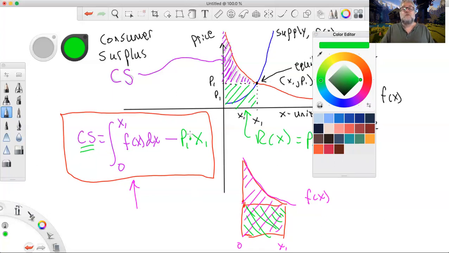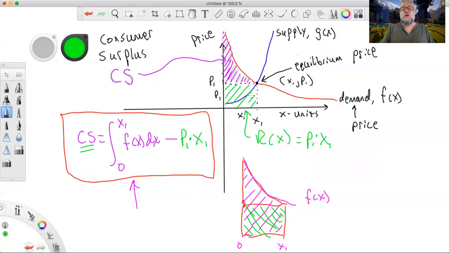Okay? So this is the thing we're going to use to do all of our calculations. So we want to keep that in mind. And this curve is really important. We're going to use this to define the producer surplus as well. And so we'll have to keep that in mind too, but we'll come back to it.